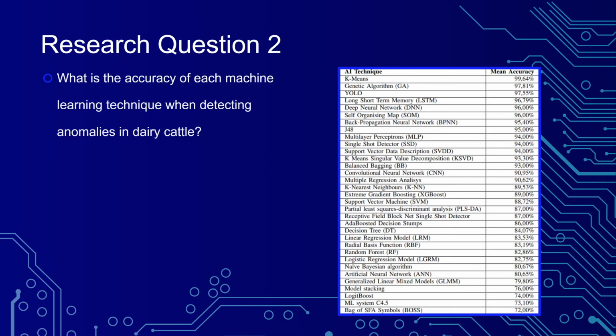Now onwards to research question number 2: what is the accuracy of each machine learning technique when detecting anomalies in dairy cattle? So in order not to be so convoluted on your screen, we had a mean accuracy for all the techniques that are present in those articles.